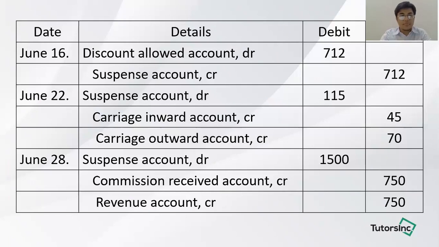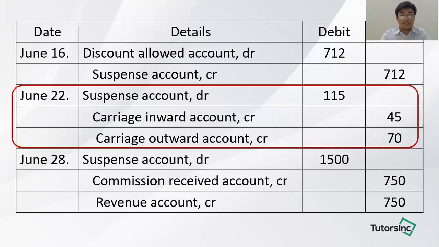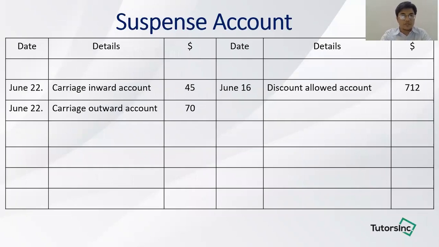For the next one, we have suspense account on the debit side, which means the transaction is going to be recorded on the debit side of suspense account. And the accounts that we are going to enter are carriage inward account and carriage outward account. Since these 2 accounts are on the opposite side of suspense account, the values are going to be 45 and 70 respectively for these 2. So we have entered these 2 on the debit side of the suspense account.